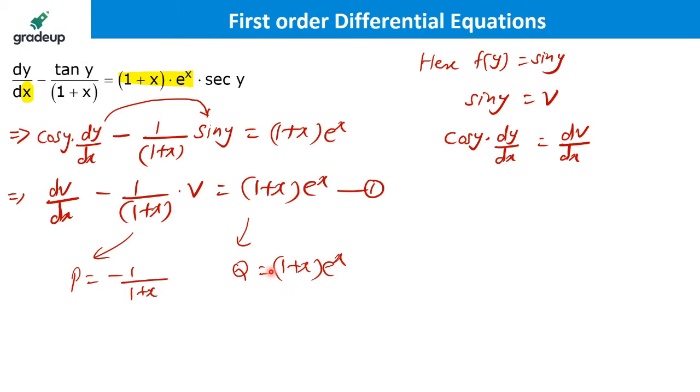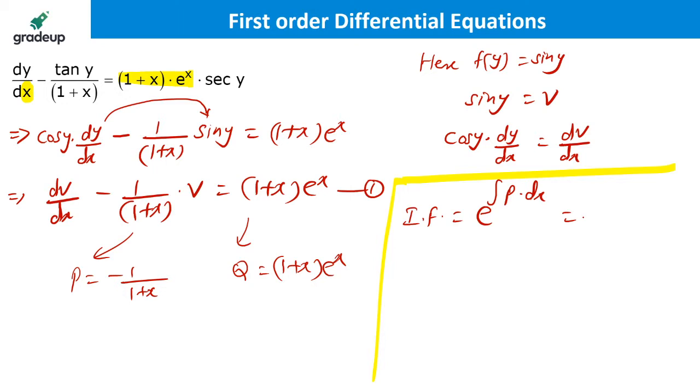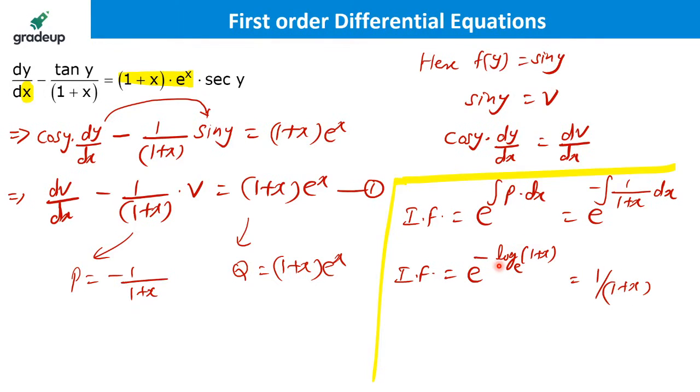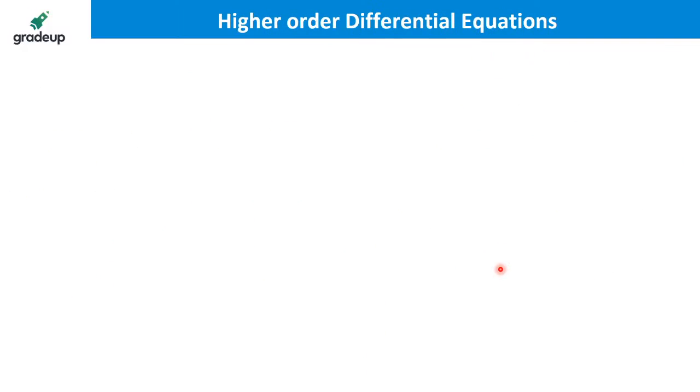Are you all following? So find out the IF. E to the power integration of p dx. E and log get cancelled. 1 upon 1 plus x will be the IF. After getting this IF, proceed for the solution.